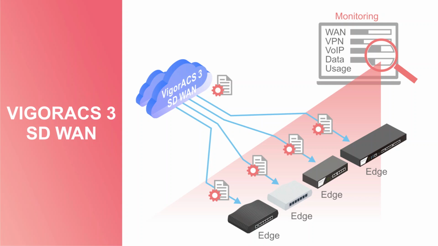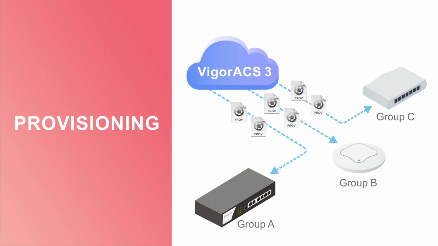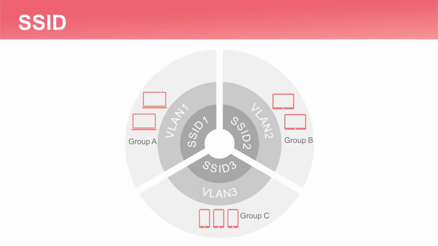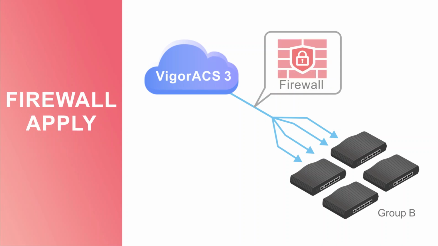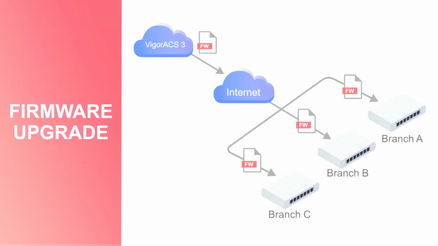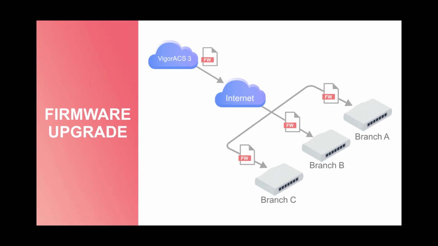VigorACS 3 provides you with 7 features, including: first, the provisioning. You can group cloning or differentiate provision to your network, group, and clients. For example, you can clone login credentials or firewall rules to your selected group. Furthermore, you can do the firmware upgrade or profile apply to all the CPEs simultaneously.